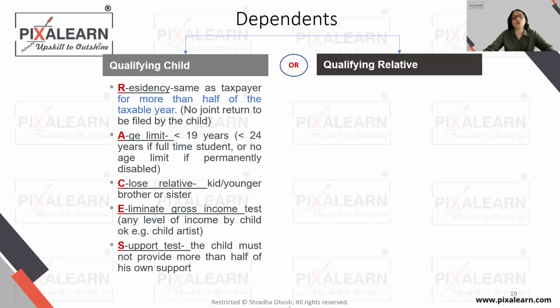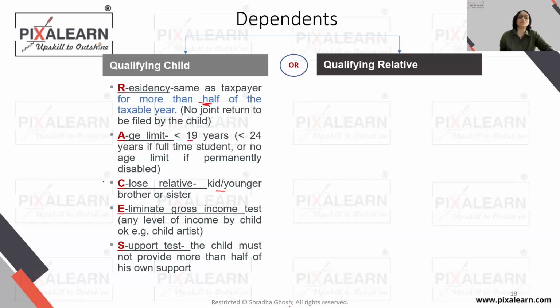So generally, we say if the child RACES in your house, that means RACES, five criteria, all need to be met. If they are met, that child becomes a qualifying child. The R, the A, the C, the E, the S, which means the person is staying with you for more than half of the taxable year. The person is less than 19 years, or 24 if that person is a full-time student.